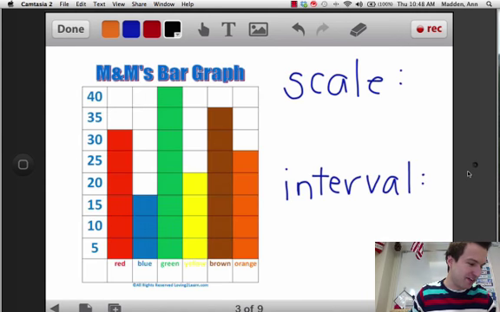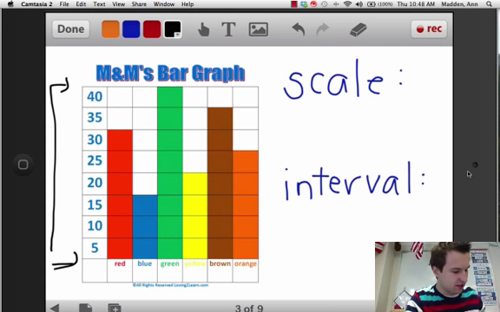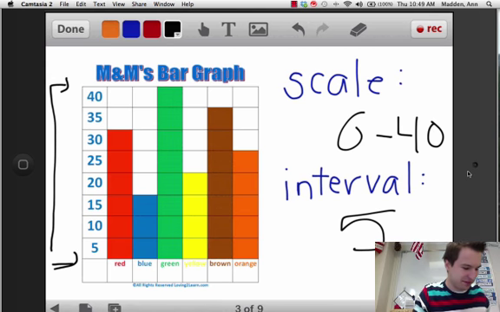The M&M's bar graph. Let's take a look for our scale. Again, our scale would start at 0 and go all the way up to 40. So our scale would be from 0 to 40. The interval, well, how do we count to get to 40? 5, 10, 15, 20, 25, 30, 35, 40. What am I counting by? I can't hear you. What am I counting by? Sounds like 5s. Nice work, everyone.